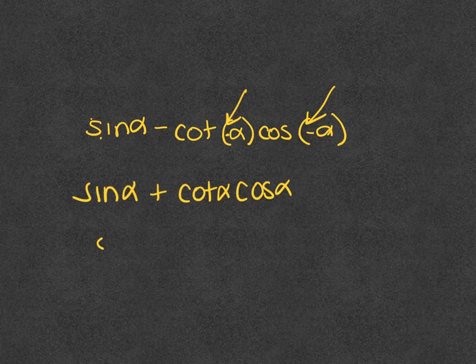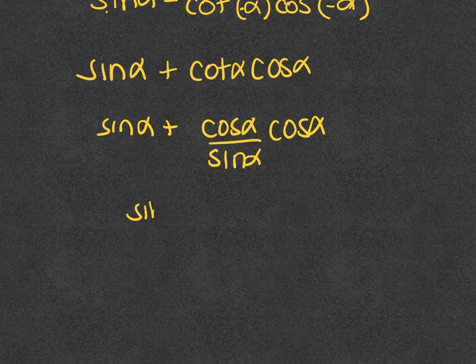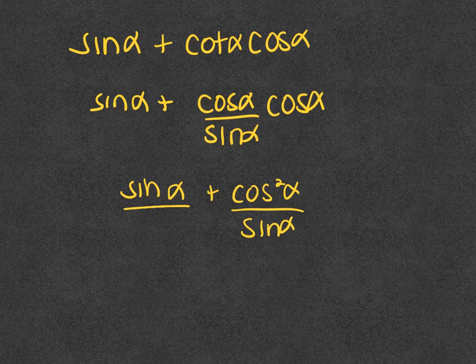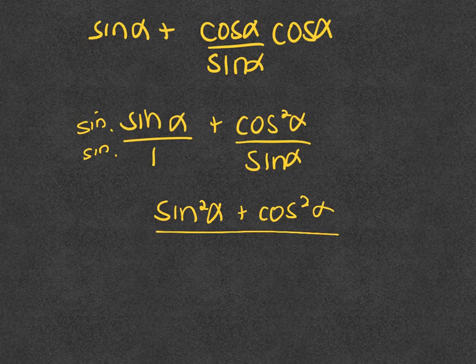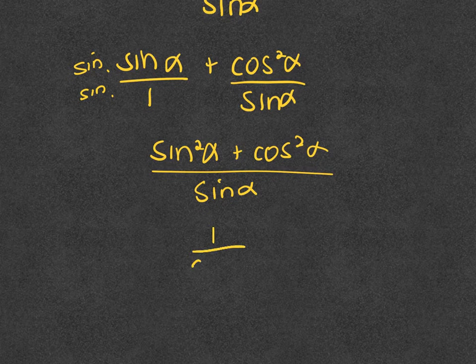Now cotangent is cosine over sine, which becomes sine plus cosine squared over sine. And then I want to give sine the same denominator. So I'd multiply by sine and sine, and I'd get sine squared plus cosine squared over sine. What's sine squared plus cosine squared? 1. What's 1 over sine? Cosecant.